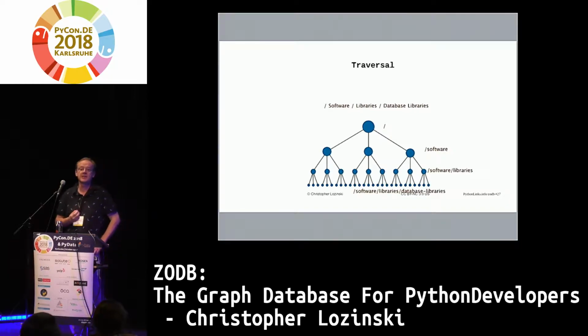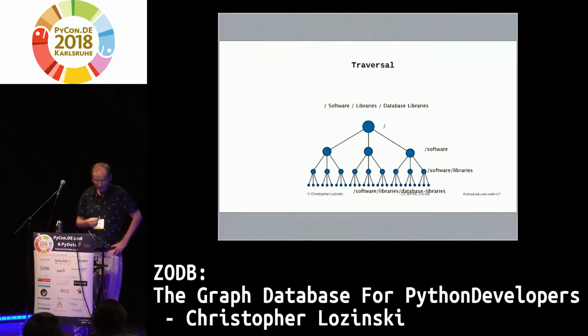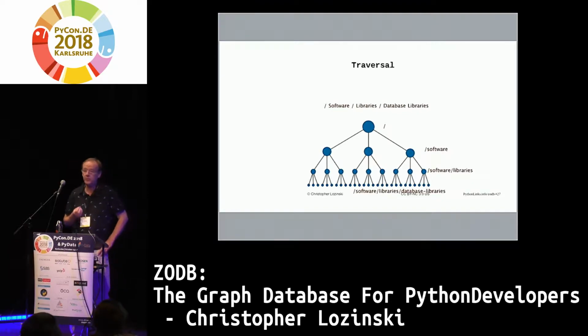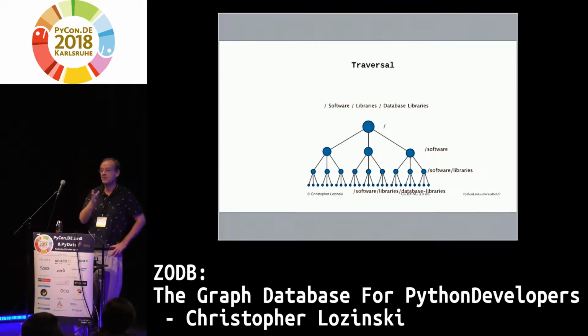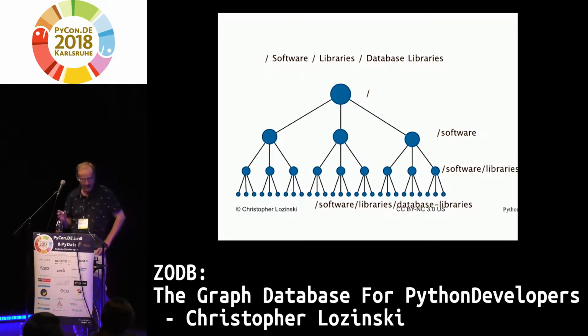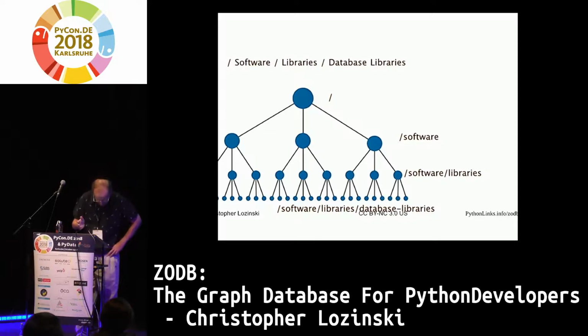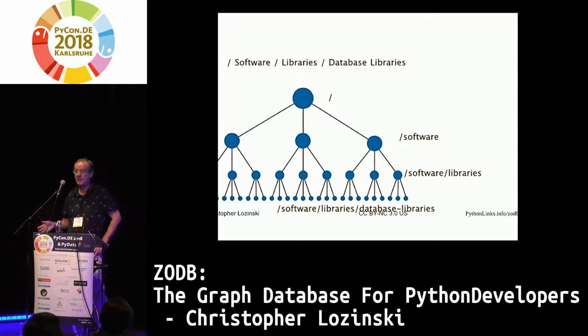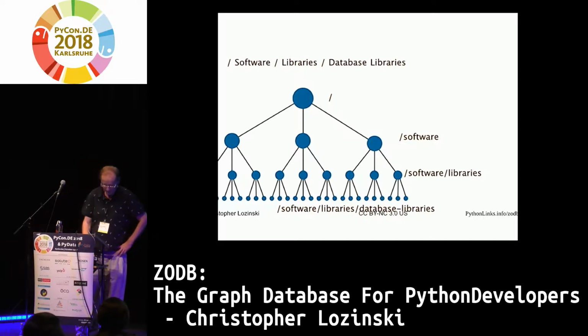Okay, so how do you use these things? You have to traverse to an object. So you start at the root object. This works really great for a web request. So / takes you to the root object. /libraries takes you to the one to the right. /software/libraries takes you down 2 to the right. /software/libraries/database libraries takes you down 3. So you can navigate. The URL just makes it really easy to navigate to a particular object.